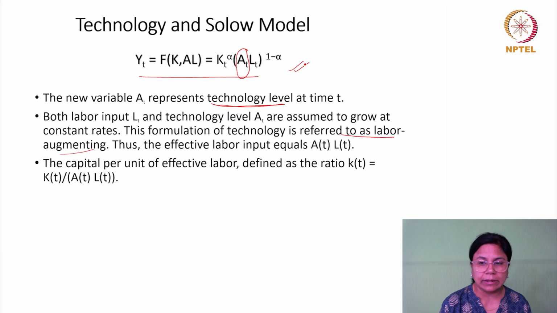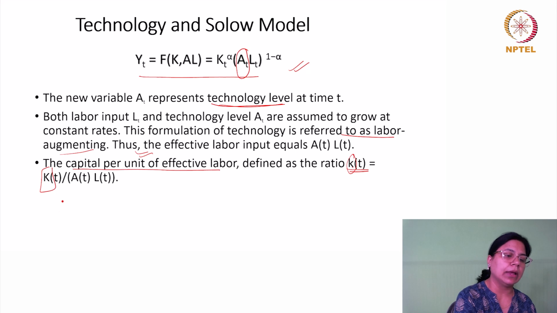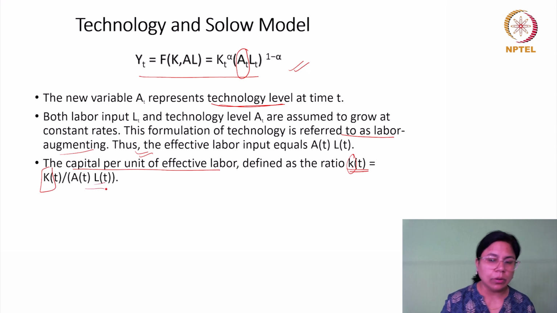So that is one interpretation of this particular labor augmenting technology. Apart from that, suppose now you multiply both the sides by labor, what you will have is the capital per unit of the effective labor, which would be defined as k, a small k, as capital K_t divided by A_t into L_t.